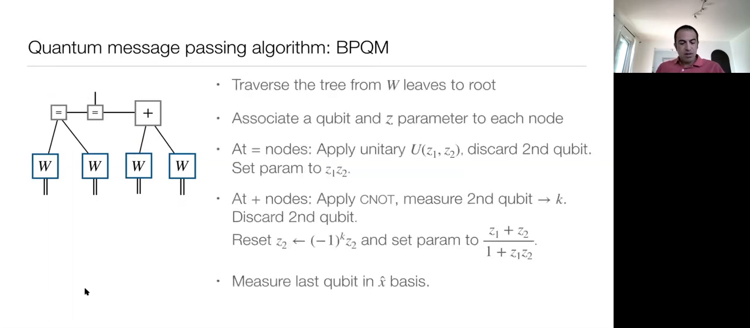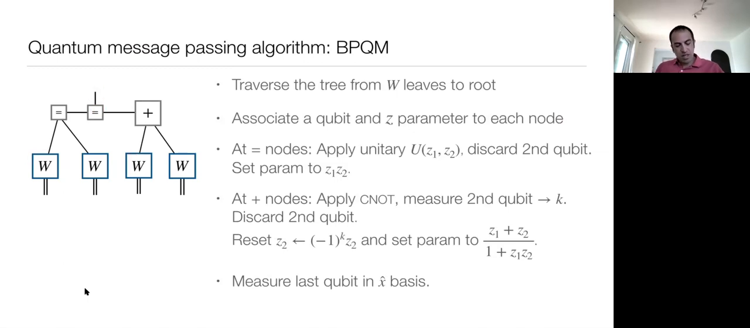So, okay, here's the algorithm. The idea of it is described in the first 2 parts. Let me say that first. We're going to traverse the tree. Now, these graphs are always going to be trees for us, from these W leaves down to the root, right?